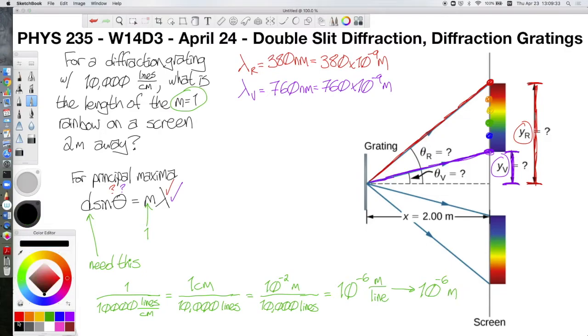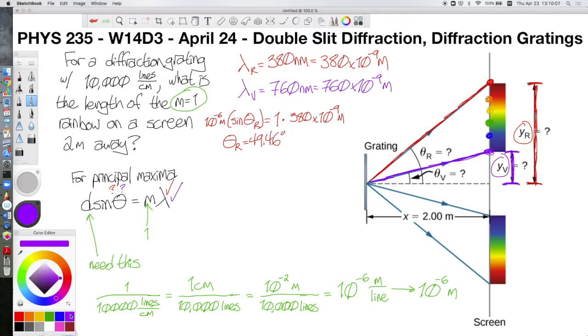So now we can plug in some values. I'm going to do red and red and purple and purple. So for red, we have our D, 10 to the negative 6th meters, times our sine of theta, which we don't know. I'm going to call that theta R for theta red, equals M, which is 1, times our wavelength for red, which is 380 times 10 to the negative 9 meters. And when we solve for theta R, we get 49.46 degrees.